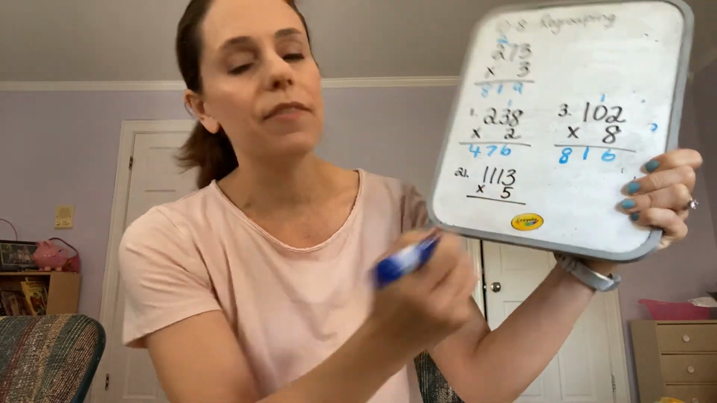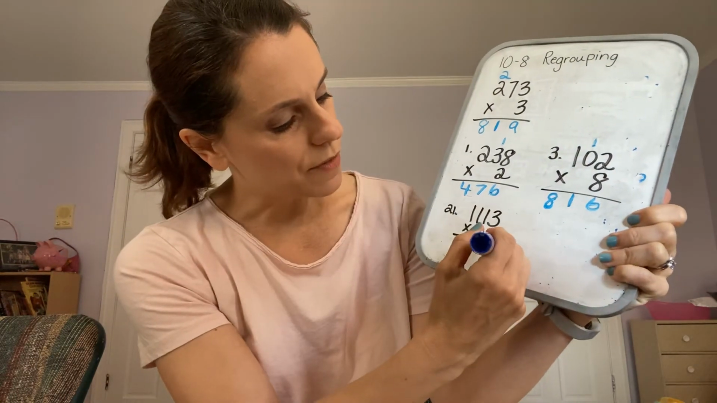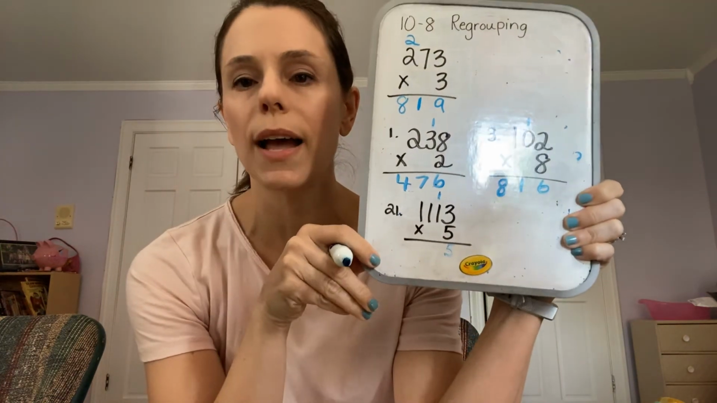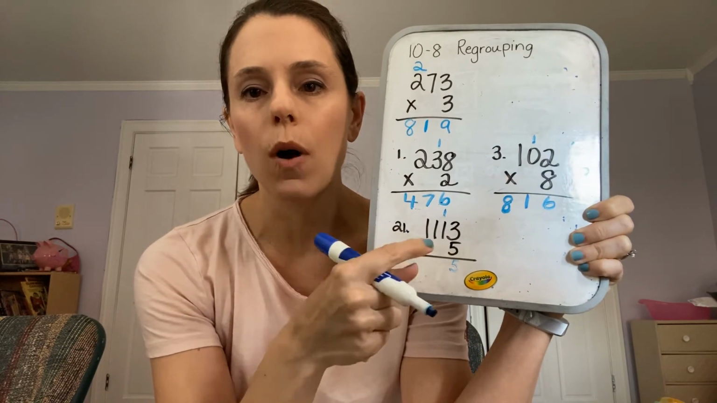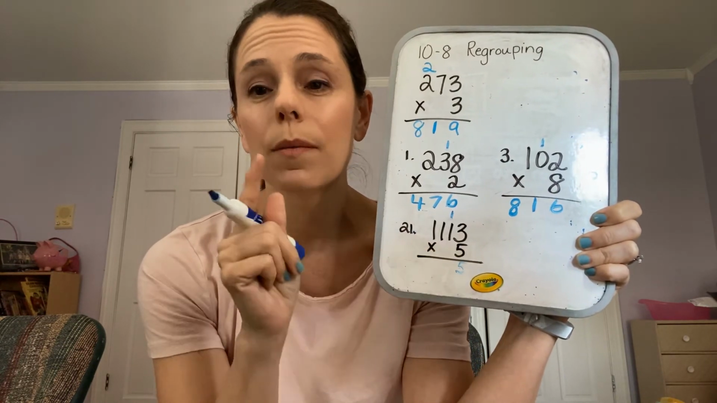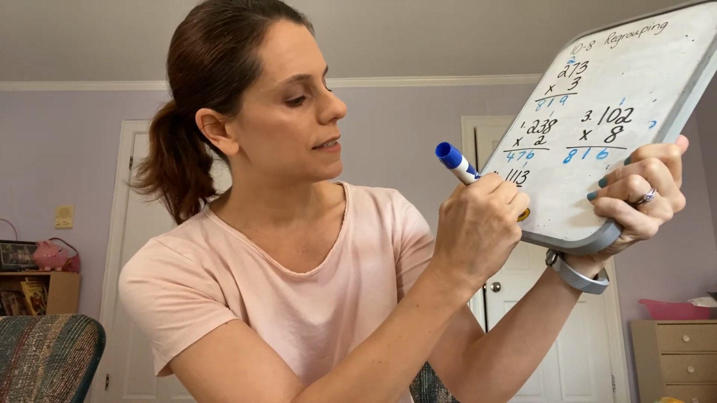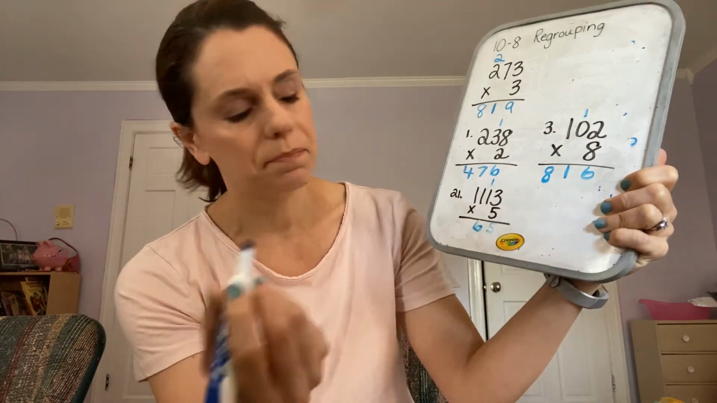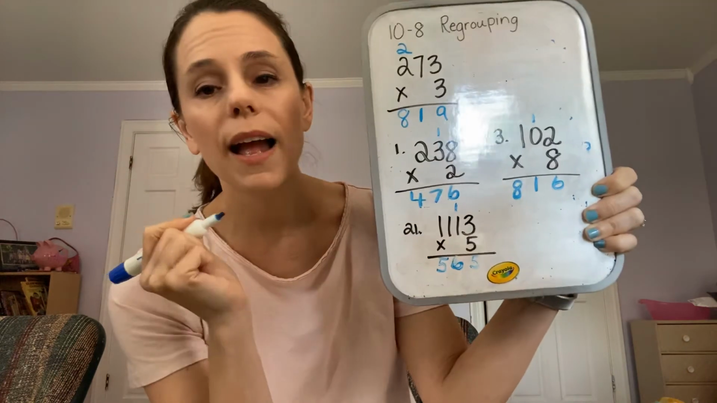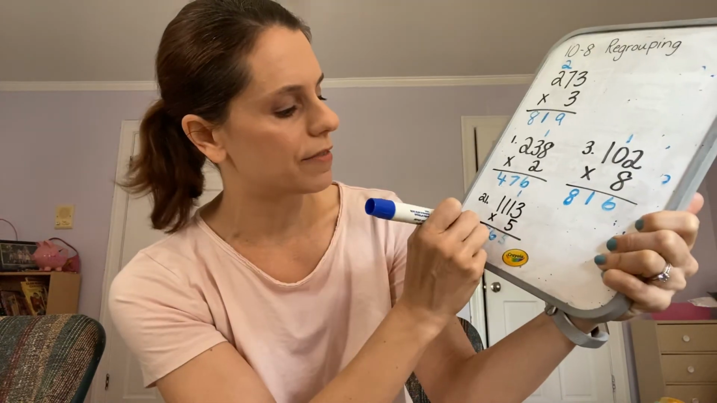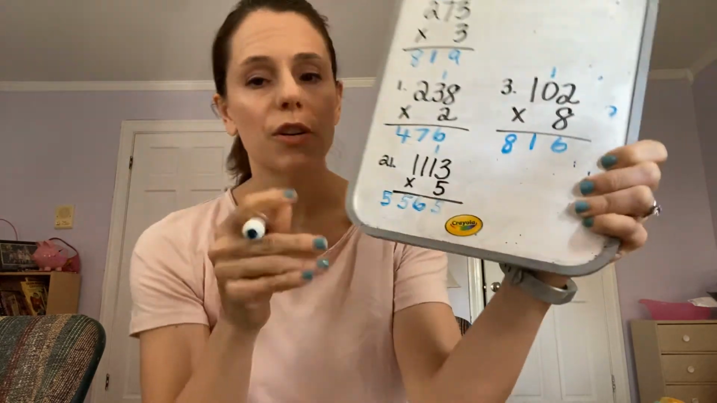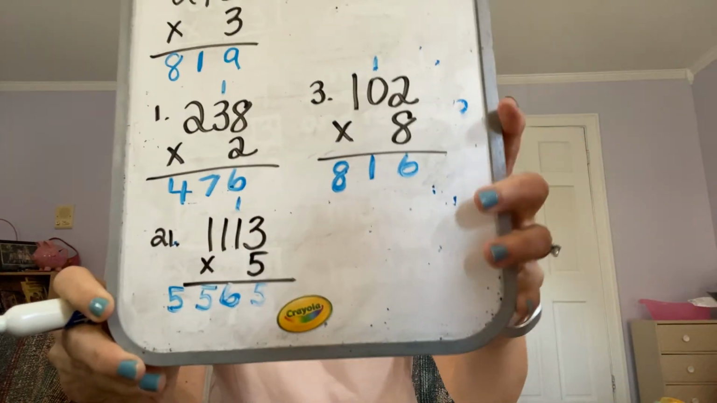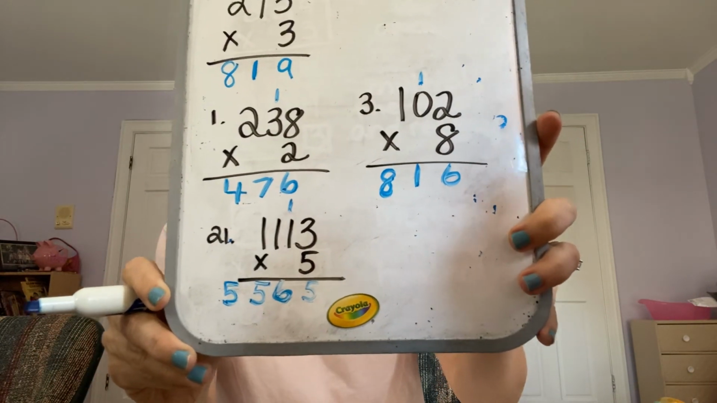3 times 5 is 15. So I'm going to put a 5 here. And I'm going to regroup the 1. Okay? Now I'm going to the tens place. What's 1 times 5? 5 plus 1 is 6. All right? Hundreds place. 1 times 5. Pretty simple. And then the thousands place, 1 times 5 is 5. So your answer is 5,565. Those are the answers for number 1, number 3, and number 21.